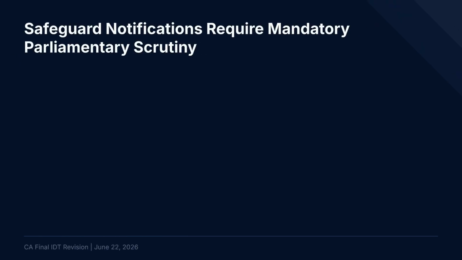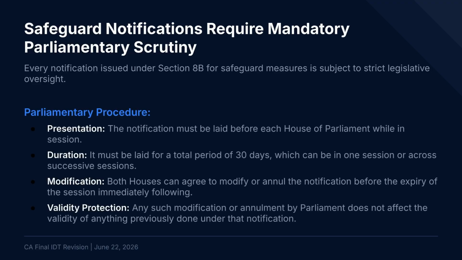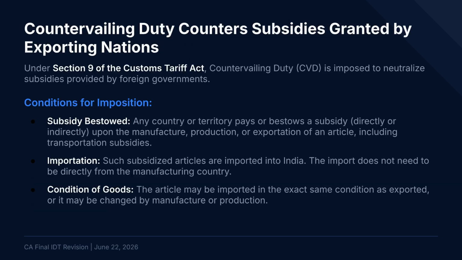Safeguard measures are not left solely to executive discretion. Every notification issued under Section 8B must be placed before both Houses of Parliament while they are in session. The notification must remain before Parliament for a total of 30 days, either in one session or across multiple sessions. During this period, Parliament may modify or even annul the notification. However, any actions already taken under the notification before such modification or annulment remain legally valid and unaffected.